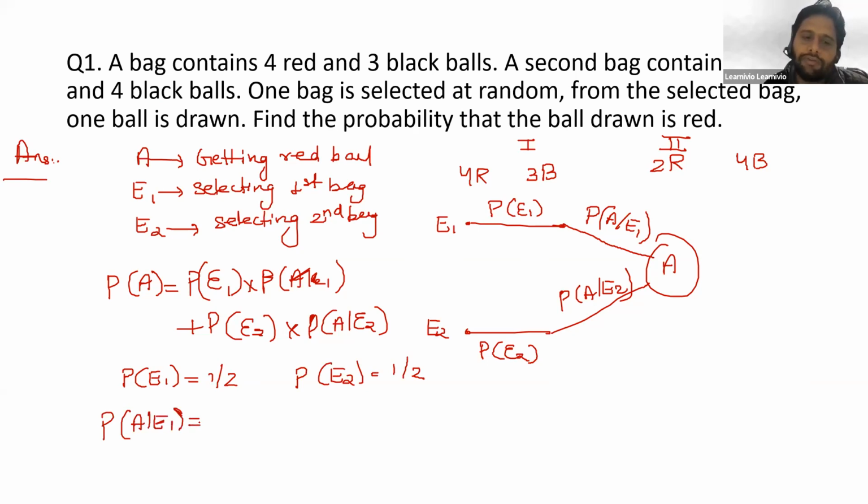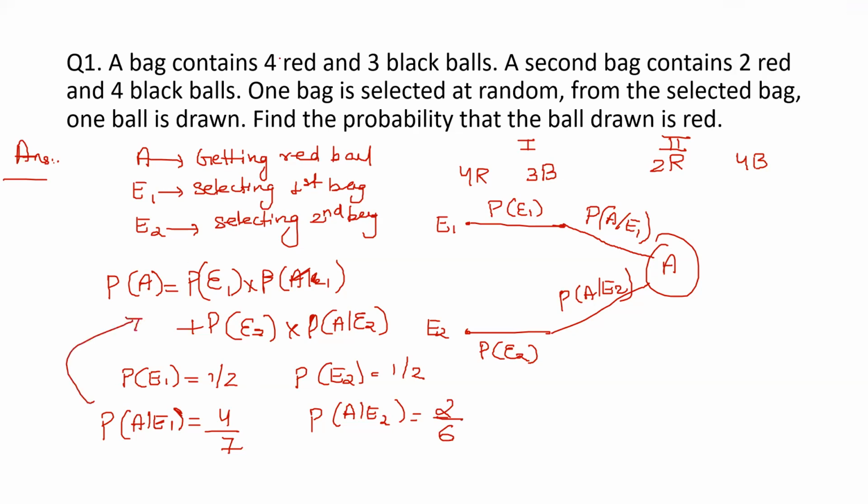Next, P(A/E1): from the first bag, you are selecting a red ball. So that means 4/7. What is P(A/E2)? From the second bag, you are selecting a red ball. So what's the probability? 2 by 6. Clear, Abdul? Now you just need to put all these values in this formula. Is it clear now? Okay. So Abdul, please do the calculation and share your answer.